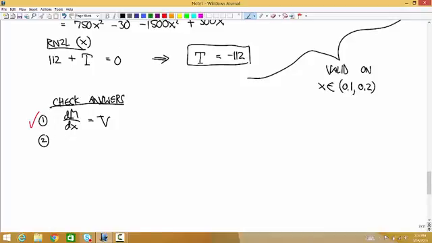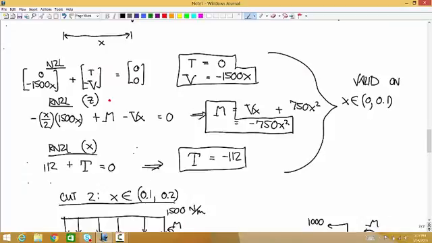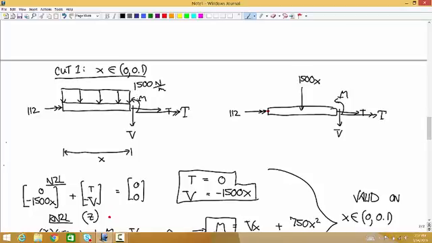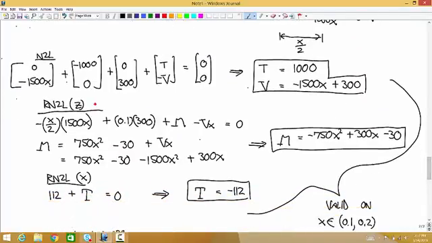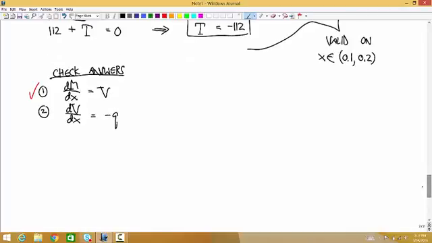The second one says that at every point, dv dx is equal to negative q. So on the first interval, take dv dx, you get negative 1,500. Take the negative of negative 1,500, you get positive 1,500, and that's the downward distributed load. Right? The downward distributed load was positive 1,500 newtons per meter. On the second interval, you get the same thing. So dv dx is equal to negative 1,500. Take the negative of that, you get positive 1,500, and that's the distributed load. Okay, so that one works.